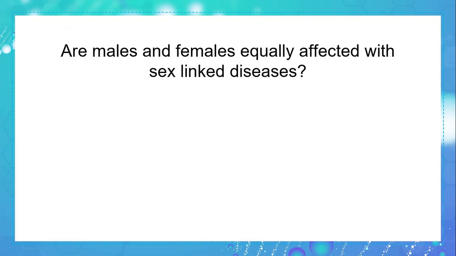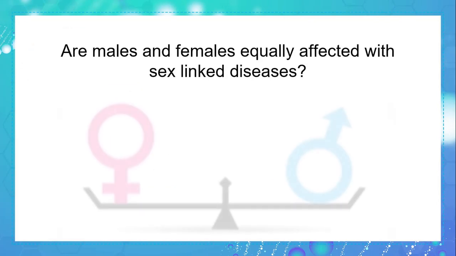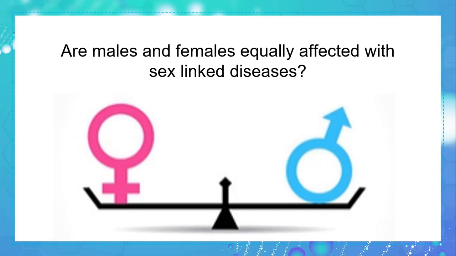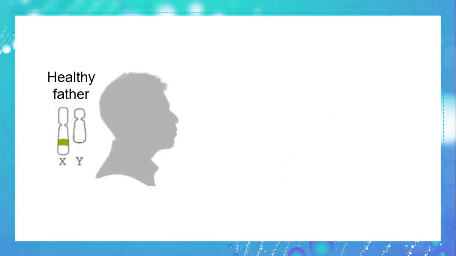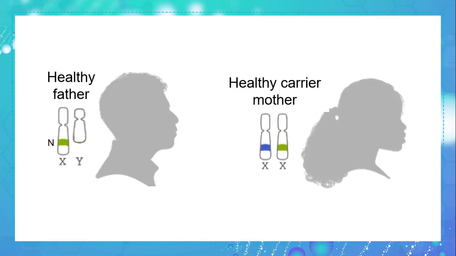So, based on the above example, do you think that both males and females are equally affected with a sex-linked disease? To help you answer this question, let's consider the following couple. Both parents are healthy, but the mother is heterozygous with one mutant allele. Let's check what will be the possible genotypes of the children of this couple concerning this sex-linked disease.